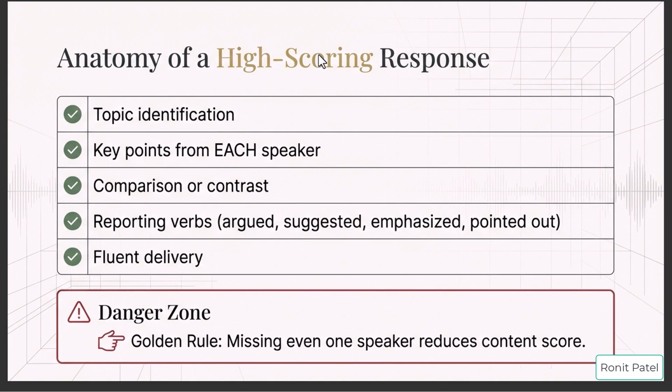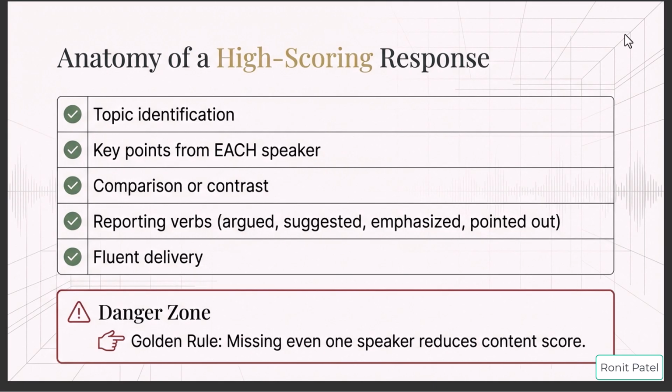Third, comparison or contrast. High scorers don't just list speakers, they show relationships like agreement, disagreement, and contrast. This demonstrates true summarizing skill. Fourth, reporting verbs. Some examples are provided, such as argued, suggested, emphasized, and pointed out. Why do reporting verbs matter? Because they maintain neutrality, improve academic tone, and boost lexical resource.